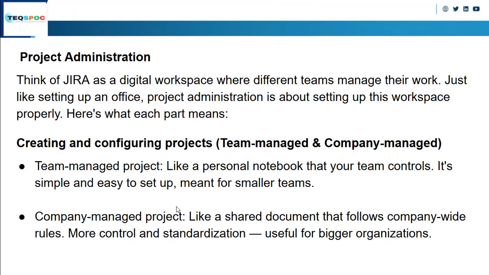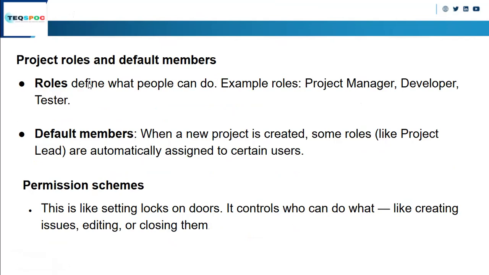Now, how to create and configure a project. As we know, we can create the project and then select which type of project we want to add: team-managed or company-managed. Team-managed is basically used for small scale, and company-managed is basically used for large scale projects. In a project we have different types of roles. The project manager has different authorities, and the developer has different authorities. The project manager has access to many things, while the developer may not have access to all things. These are according to their roles. Then, what are the default members?